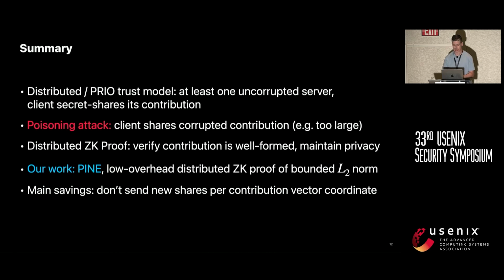Okay, so this is my last slide. I'm going to summarize. We're in this trust model where we have two servers. We trust that at least one of them has not been corrupted. We're worried about poisoning attacks, and we want distributed zero-knowledge proofs in order to catch those. Our main contribution is a new low-overhead distributed zero-knowledge proof that a vector has bounded L2 norm. The main savings is that we don't send new shares per coordinate in the client's contribution vectors.